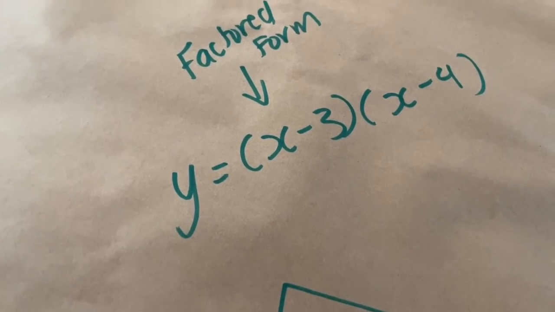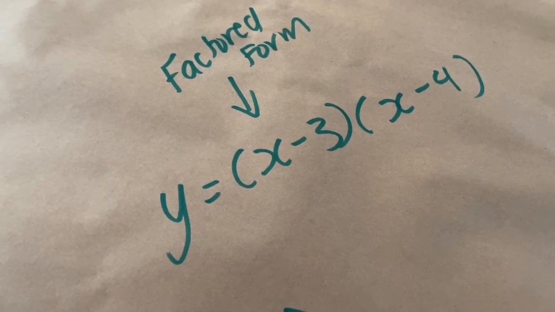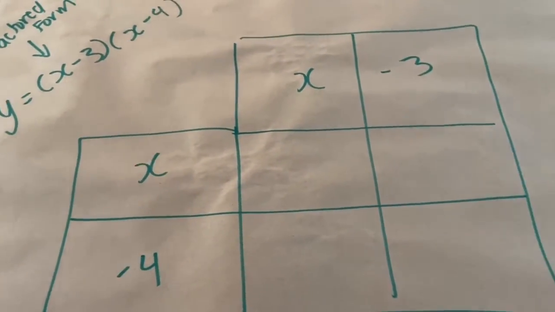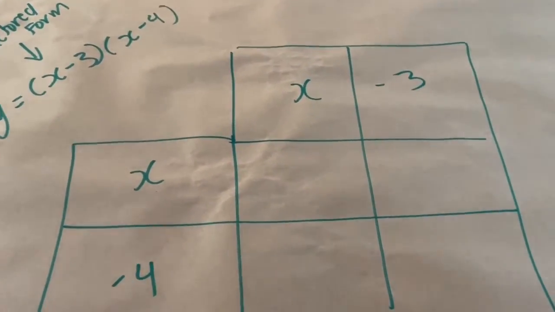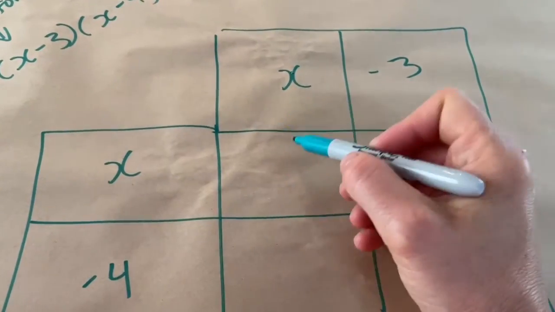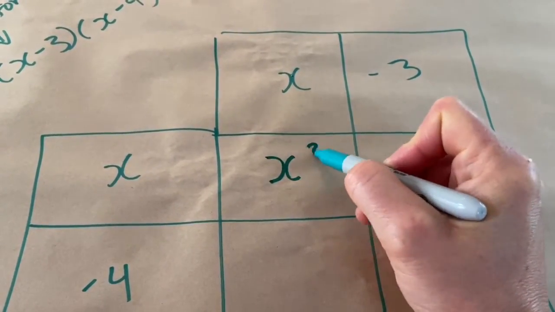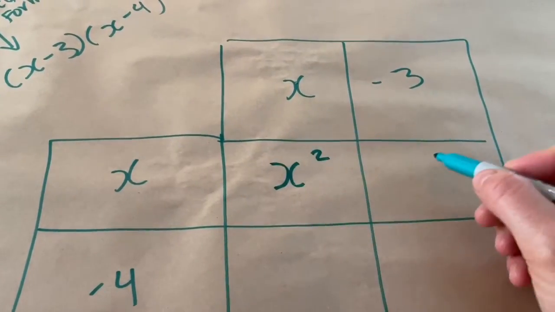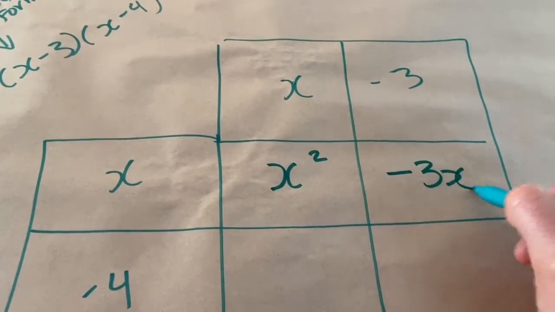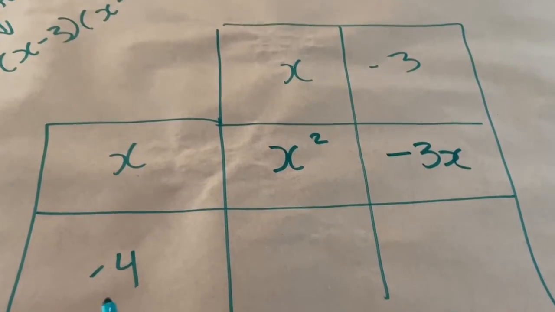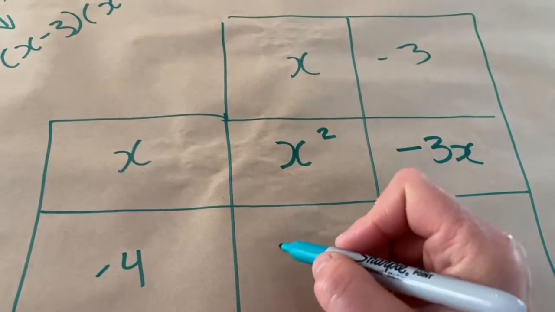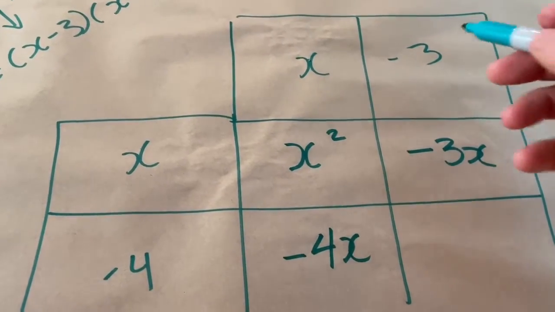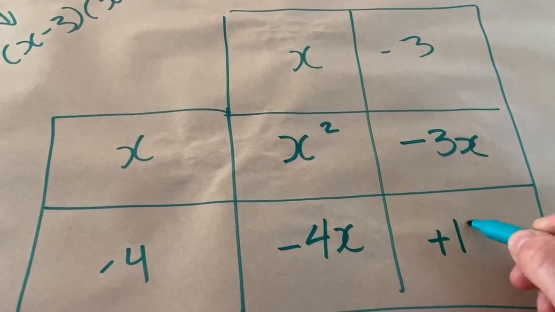So what we want to do is take that equation that's in factored form and change it to standard form, and we're going to use our chart method. So here I go. x times x is going to be x squared. x times minus 3, or minus 3 times x, gives you minus 3x. x times minus 4, or minus 4 times x, gives you minus 4x. And minus 4 times minus 3 gives me a plus 12.